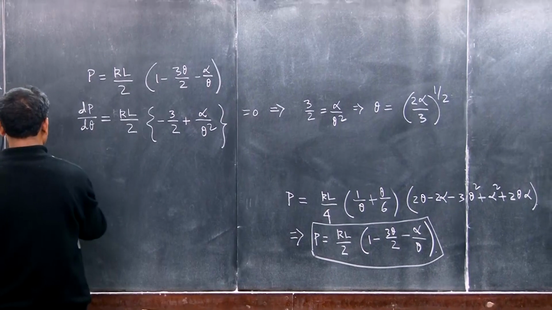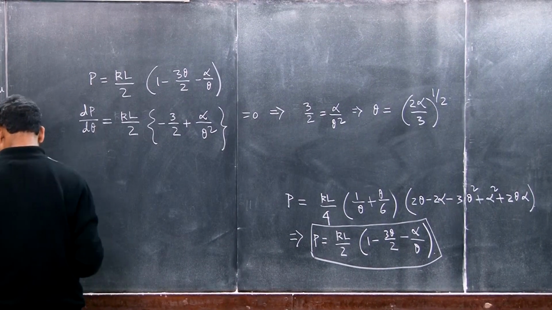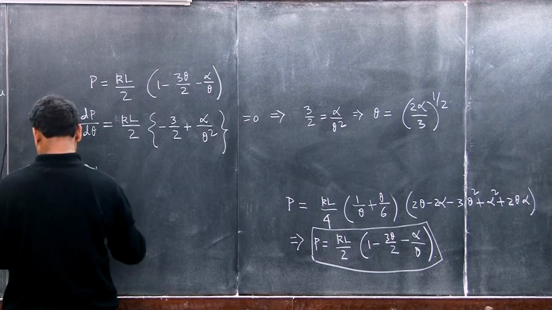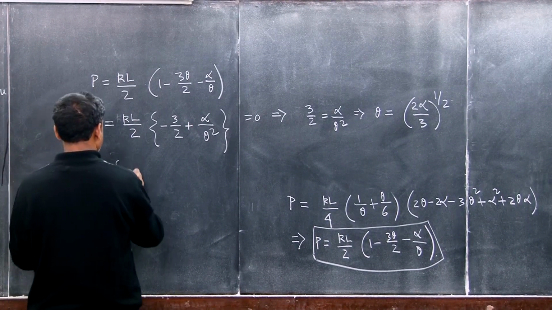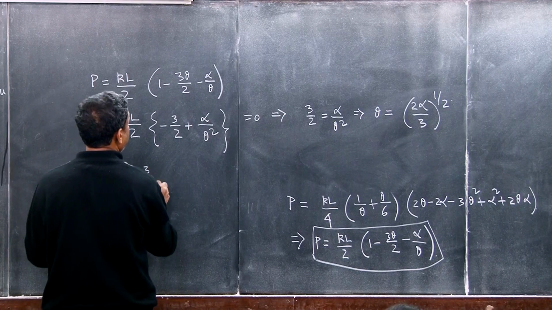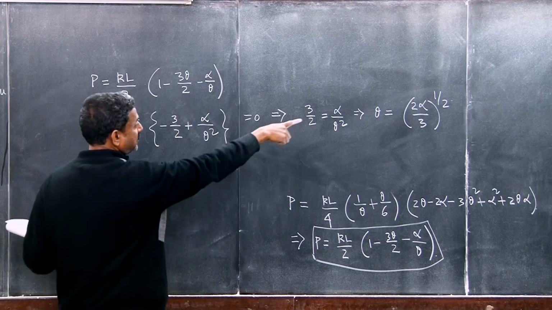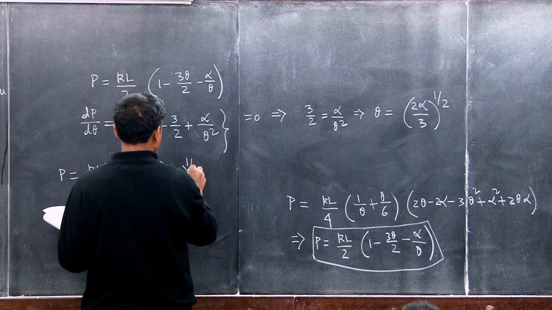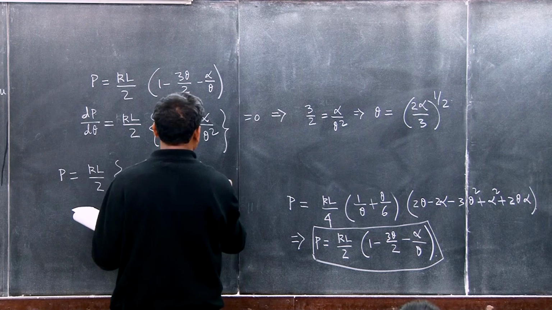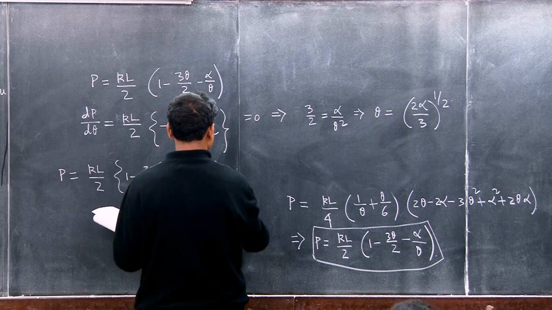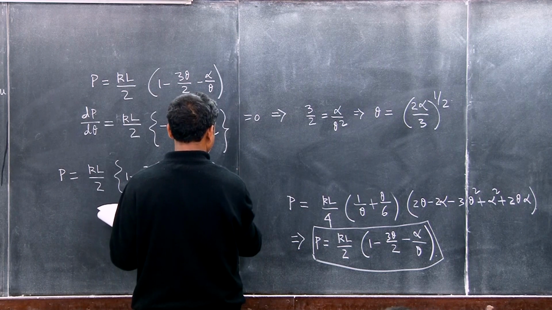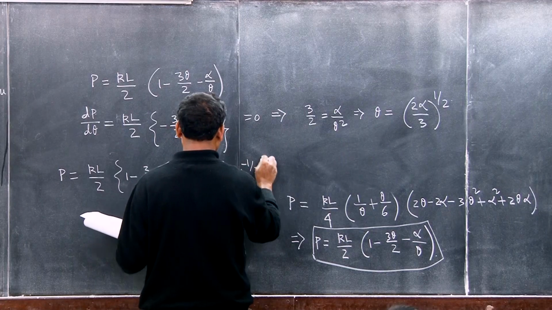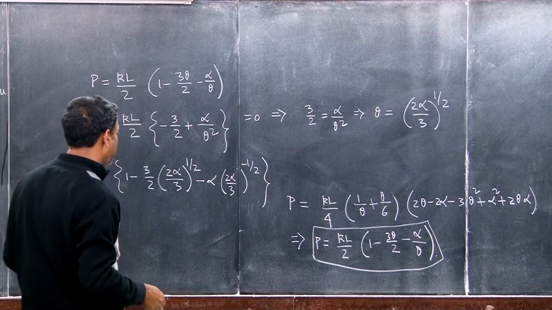Then I will just write P is equal to KL by 2, 1 minus 3 by 2 theta. This theta I will substitute here, 2 alpha by 3 to the power half, minus alpha by theta. 1 by theta means 2 alpha by 3, 1 by theta means it will be minus half. You see that.